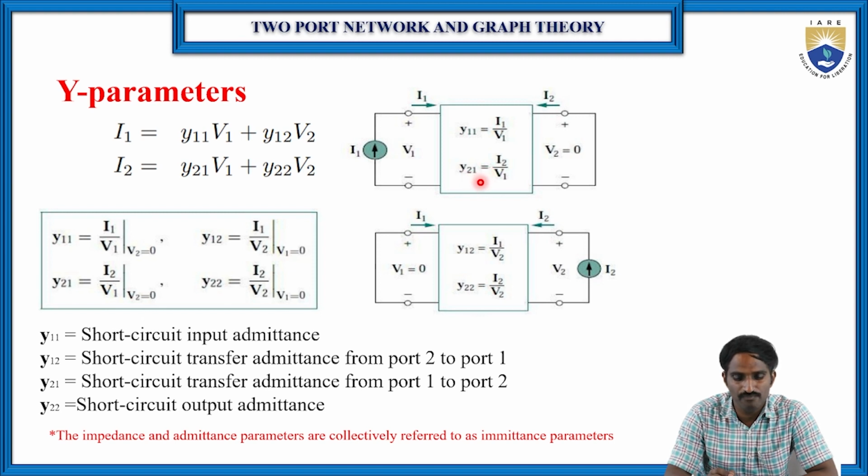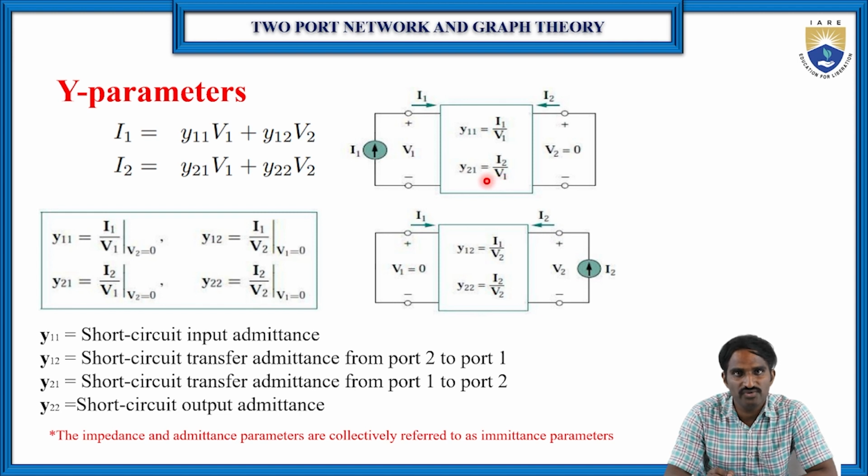Again, the Y11 parameter refers to the input side. We calculated Y11 by short-circuiting the secondary terminal. That is why Y11 is called the short circuit input admittance. Then similarly, Y21 is equal to I2 by V1.